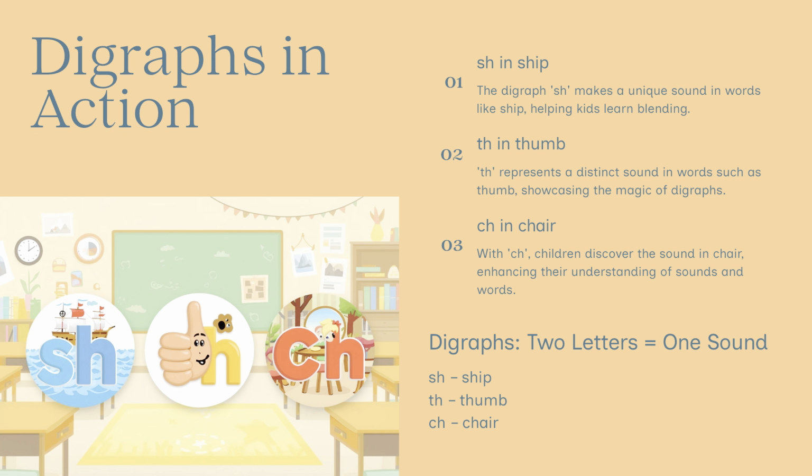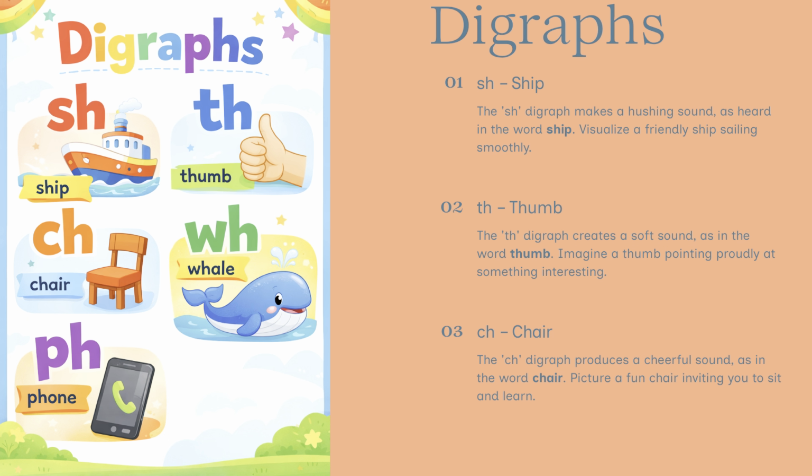Digraphs. What are digraphs? You want to know digraphs are when two letters take one sound. Examples: you have SH, TH, and CH. So we have two letters, SH in the word ship, taking the sound sh. TH in the word thumb, taking the sound th. CH in the word chair, taking the sound ch. Here now we see word examples for the SH, TH, and CH, and then a picture.